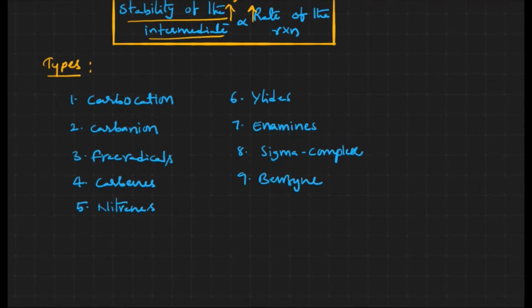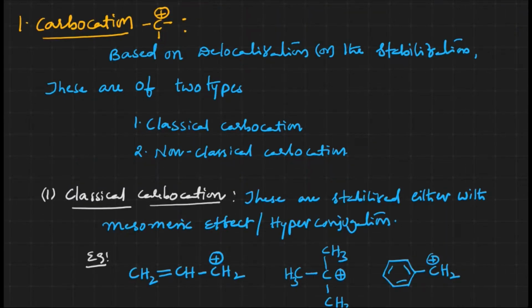We have 9 types: carbocation, carbanion, free radical, carbene, nitrene, ylides, enamines, sigma complex and benzyne. These are all the types of intermediates. Now let us see all the intermediates in detail. First, what is meant by a carbocation? Generally, a carbocation is nothing but carbon with a positive charge. This is also known as a carbonium ion.